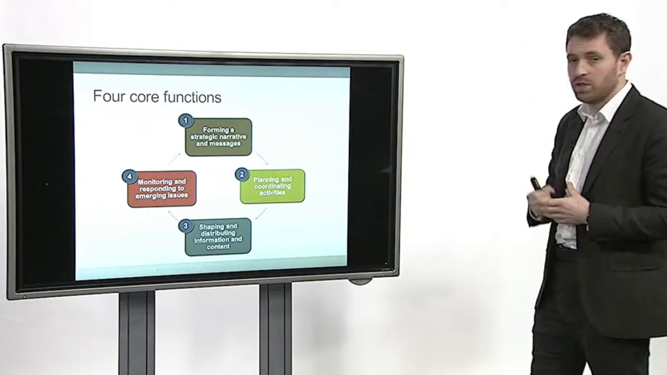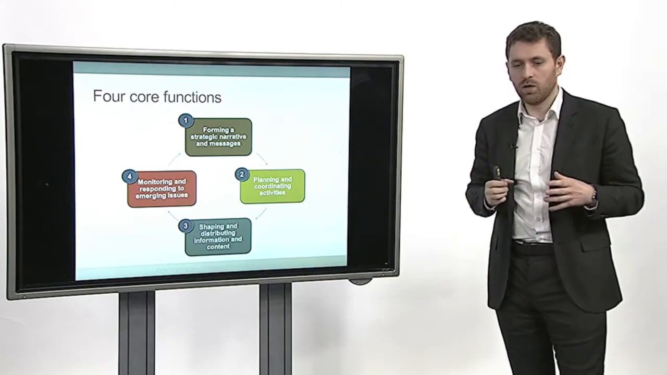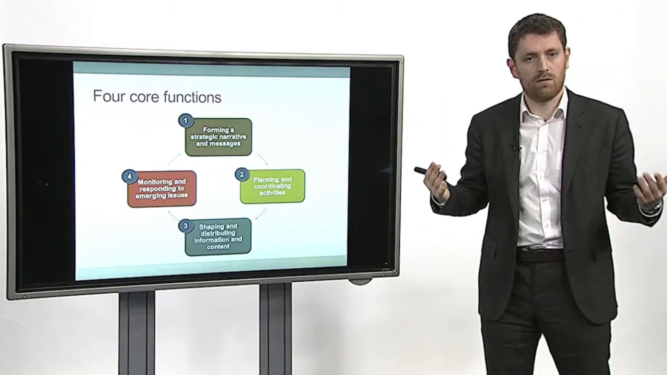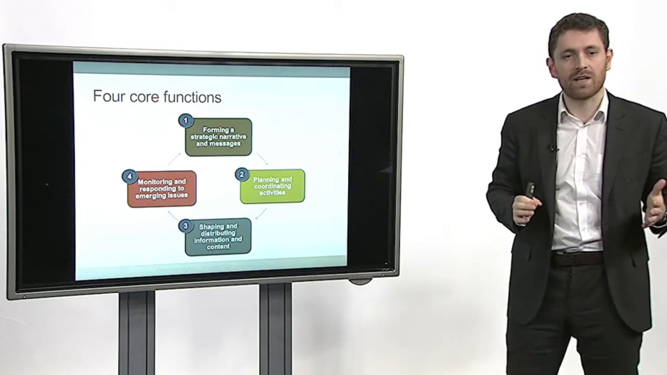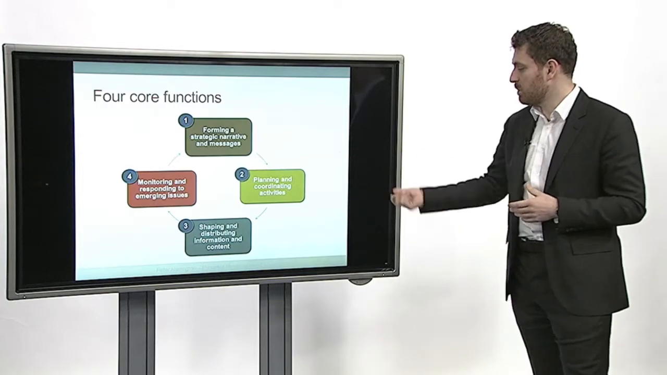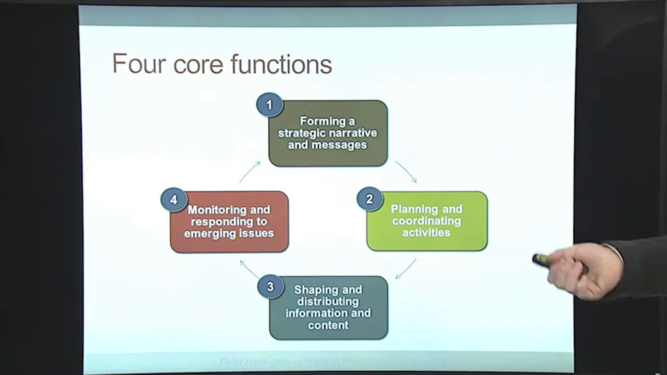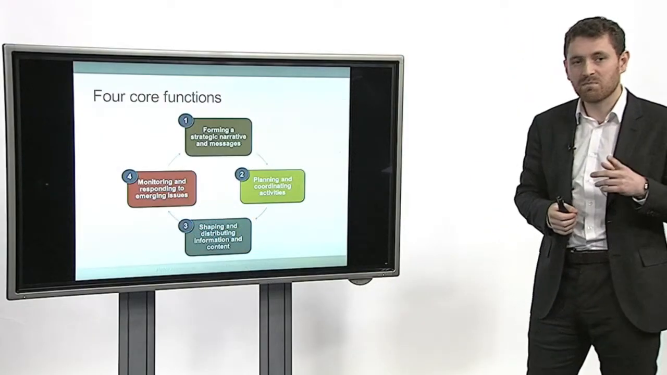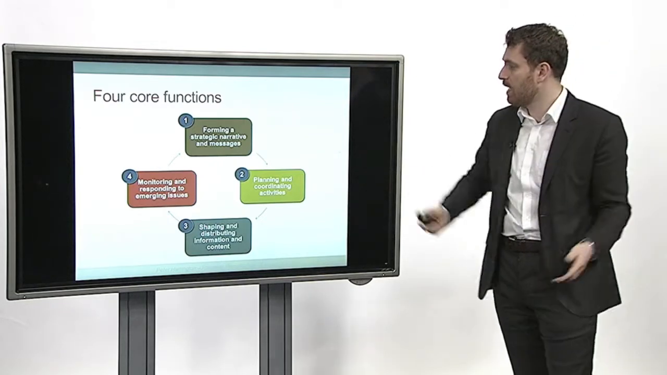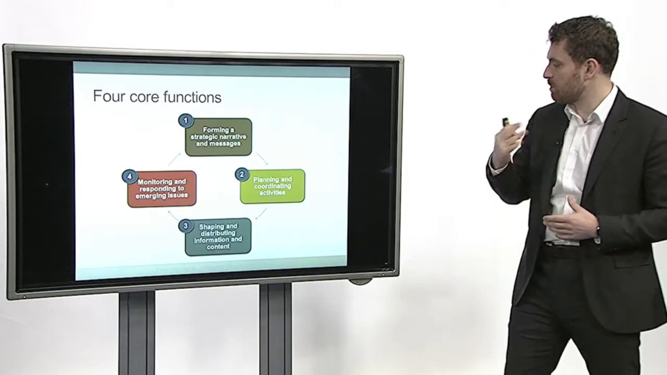Secondly, you're planning and coordinating activities. This is really where communications sink or swim. It's essential that a very large, complex set of institutions try and speak in a consistent, coherent way. It's incredibly difficult to actually do that in practice, and we'll talk a little bit about why. Number 3, shaping and distributing information and content. This is just a very basic, obvious, stock in trade, the bread and butter of what a communications department does. But it's harder than it sounds to do it well. But this is really just putting together material and getting it out there through those channels that we saw here. And lastly, monitoring and responding to emerging issues.